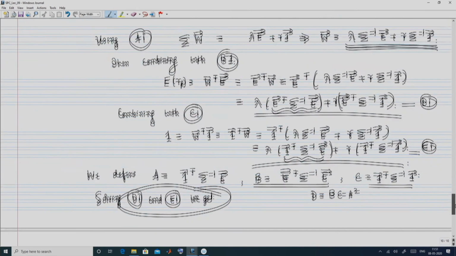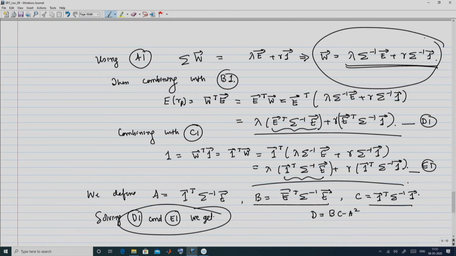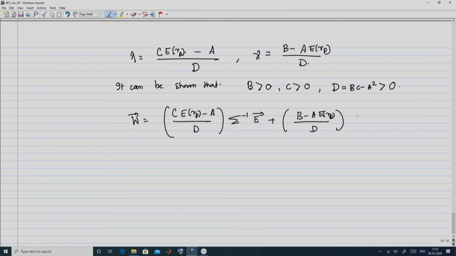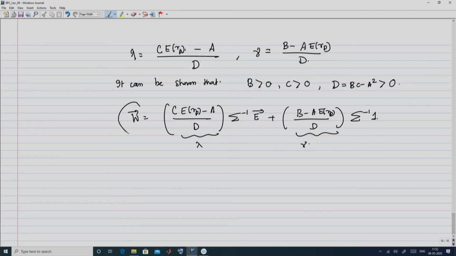Okay, now let us go back to our original expression for W. This was my original expression for W. I substitute lambda and gamma in this expression to obtain W to be (C E R P minus A) over D, which is your lambda, into sigma inverse vector E, plus (B minus A E of R P) over D sigma inverse 1. Remember this was gamma and this was lambda. Now, we can simplify this weight W further.